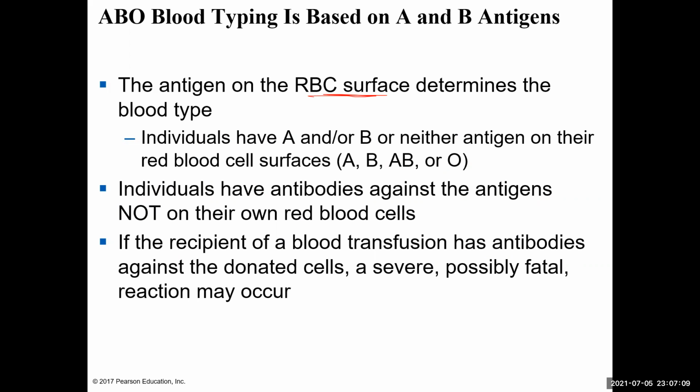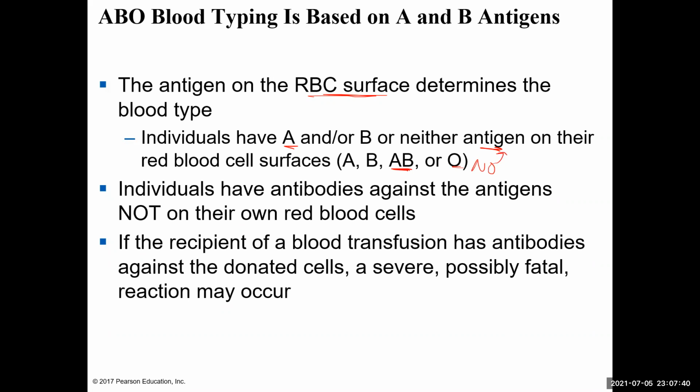Okay? So if you have an A blood type, then you have an antigen for A. If you have a B blood type, then you have an antigen for B. If you have an AB blood type, then you have both A and B antigens. If you have an O blood type, right, you have no antigens, so no proteins on the surface of the red blood cell.